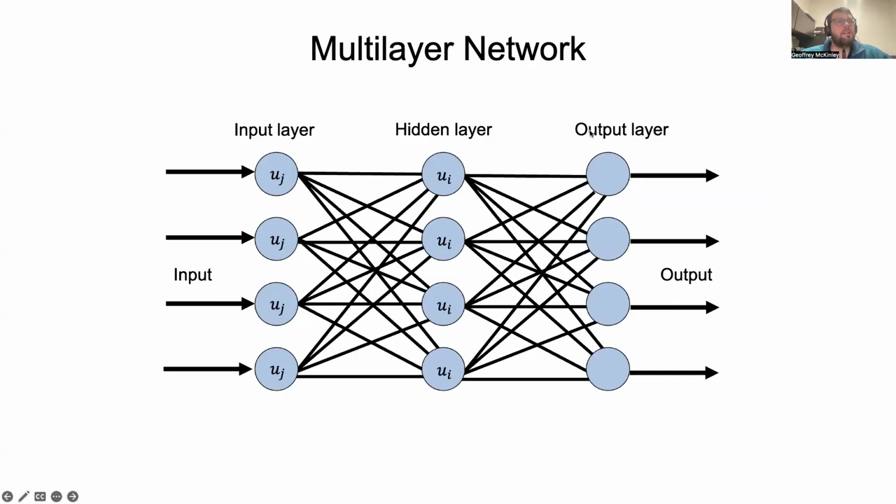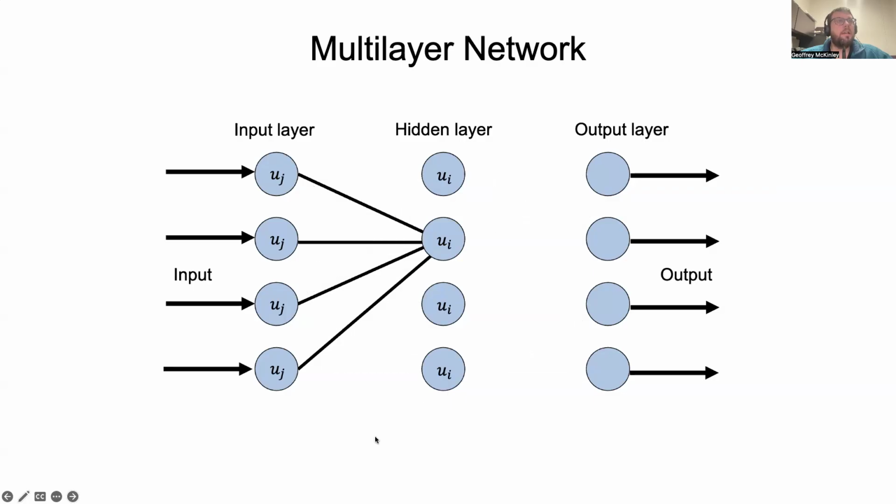And we can express each one of these units as being uj, and the hidden units could be ui. So the top input unit is u1, and then it goes down to u2, u3, u4. And then the hidden units will be u1, u2, u3, u4. Just to make things simple, let's just talk about the activation to one hidden unit. This hidden unit, unit two, is going to get activation from all the input units by some weight.